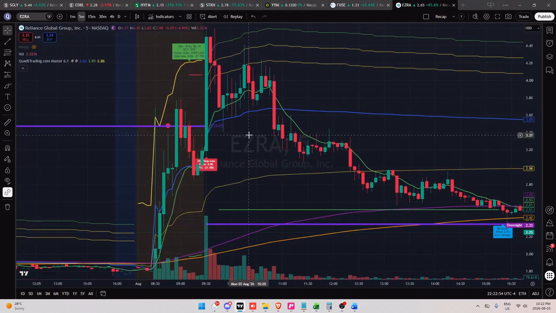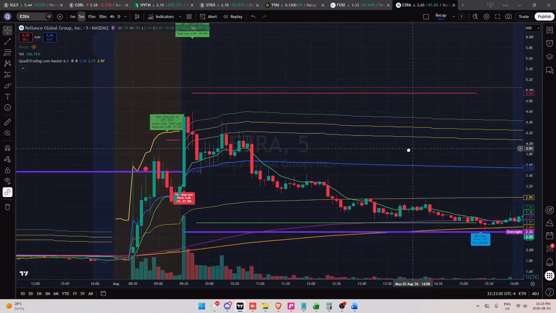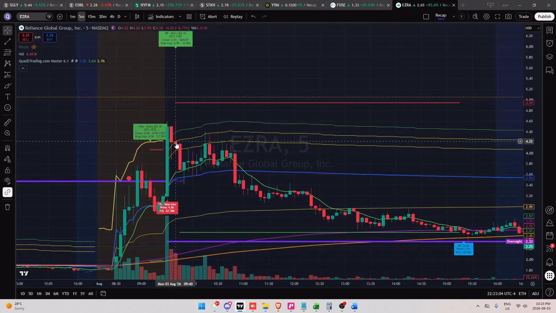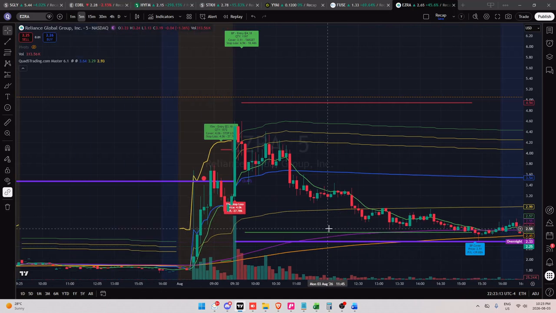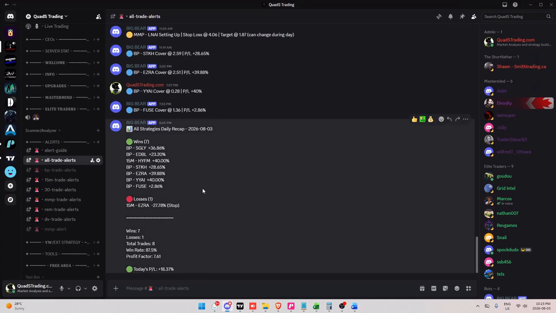So this one pumped. It gave us an entry here, a 15M strategy. We got stopped out on this nasty candle of 41%. Gave us a new entry right up here at 4.18, and cover at this green line here, which is roughly 40%, so 39.88.